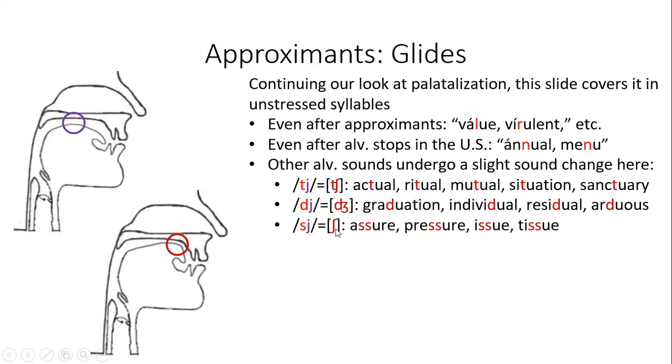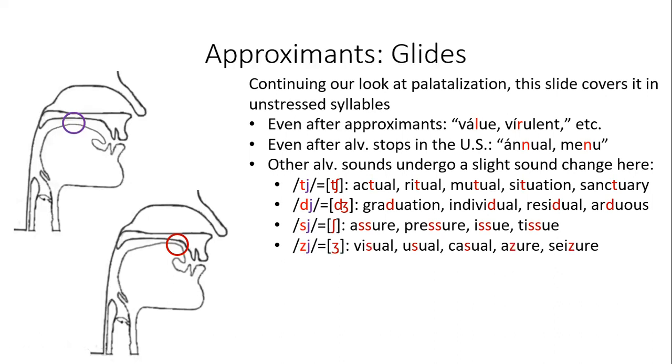So s, y becomes sh. So the stops become affricates and the fricatives become different fricatives. Assure, pressure, issue, tissue. So you can see at some point in English, it was assure, pressure, issue, tissue, and that s, y became sh.